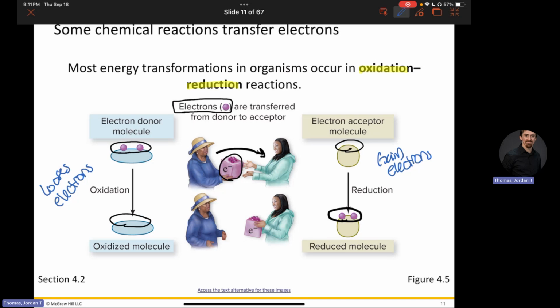So you can think of this as OIL RIG, is the traditional way to think of this. Oil rig. Oxidation is losing, reduction is gaining. Oxidation is losing, reduction is gaining, and they're both talking about electrons.